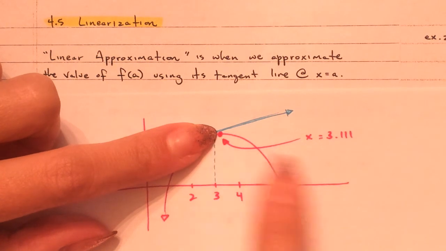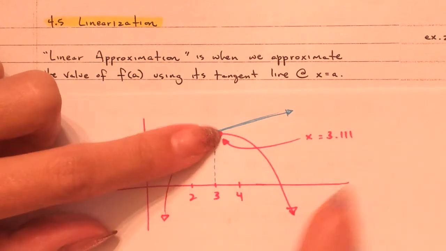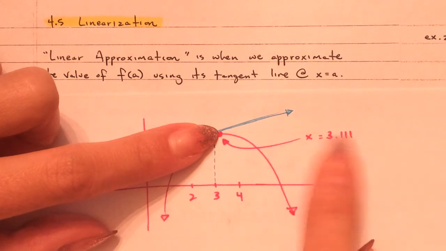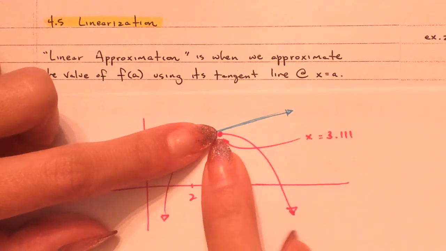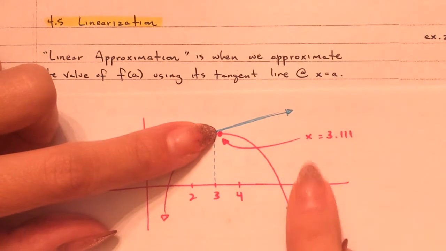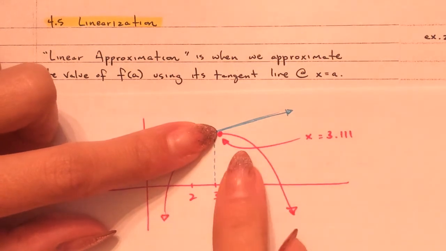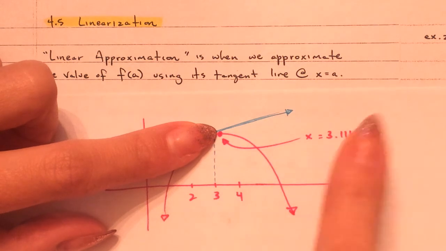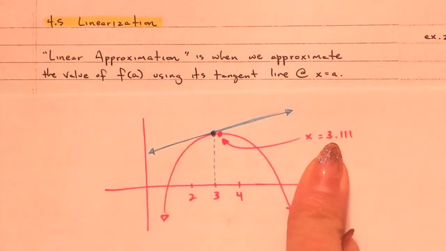So what you would do is take the function and plug in 3.111. But that would probably take a calculator, because if you plug it into something like negative 2x squared plus 5x minus 7, you're not going to do that by hand, right? So if you don't have a calculator, what we can do is linear approximation.